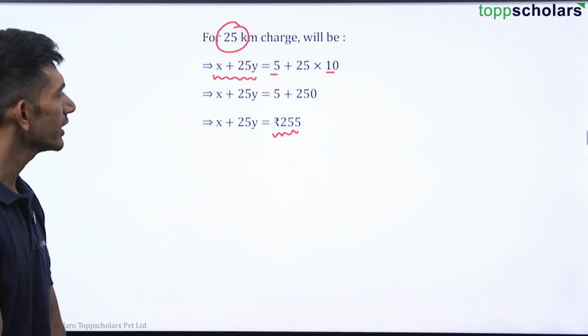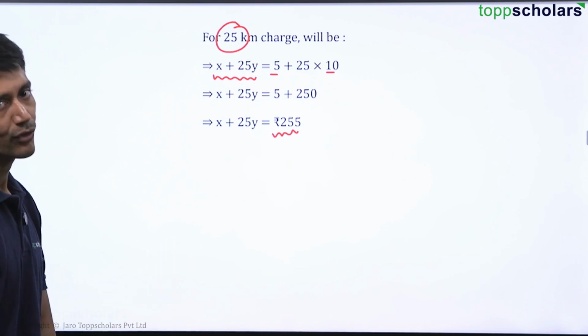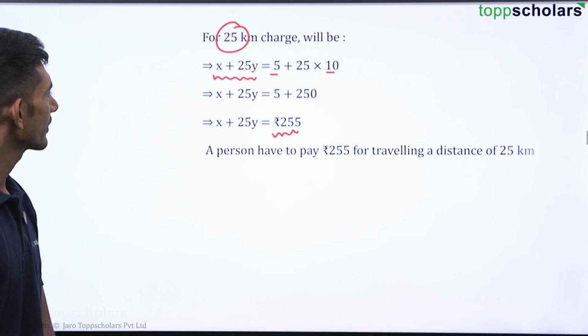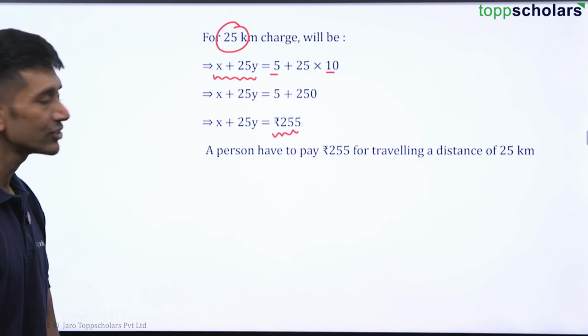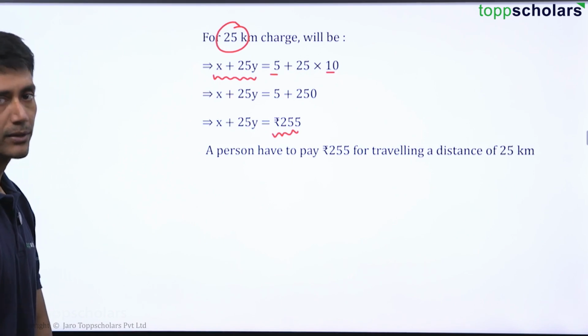I hope this question is clear to you. One more question we have solved of 5 marks. Easy. So we can say that a person has to pay 255 rupees for traveling a distance of 25 km.